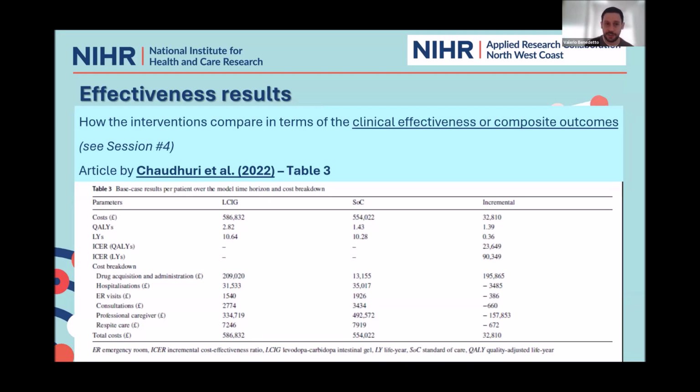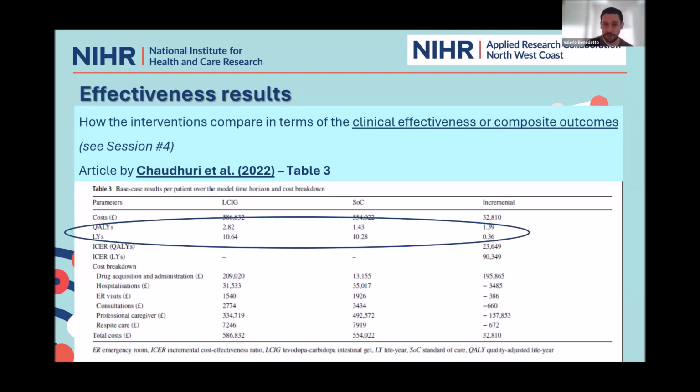And in this table, which outlines the base case results, we're trying to have a look at the effectiveness results in particular. So we are looking at the second row and the third row here. And you got on the second column the new intervention, which is LCIG, a new gel which is used for people with advanced Parkinson's disease. In the third column, we got SOC, which is standard of care. So as you will remember, we are comparing this new gel versus standard of care here. And let's have a look at the third row first.